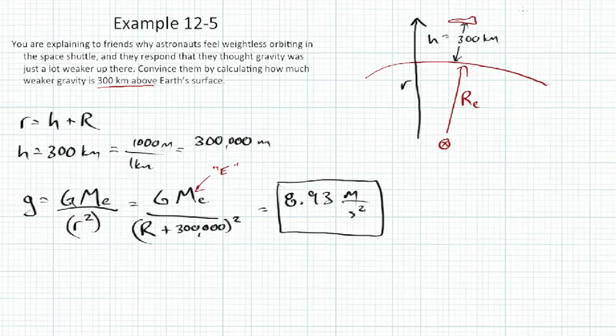The fact that the space shuttle is orbiting so fast around the Earth is the only reason it's staying in orbit, and our astronauts feel weightless. But this right here is proof that there's still significant gravity even at 300 kilometers above Earth's surface.